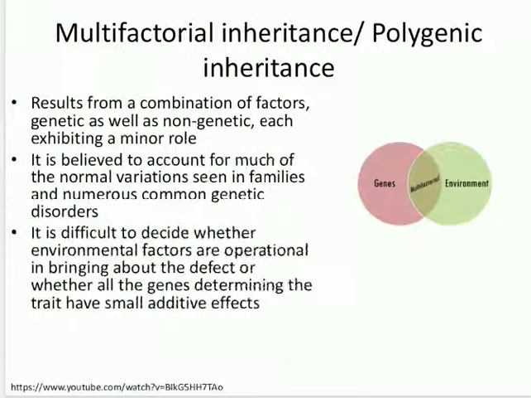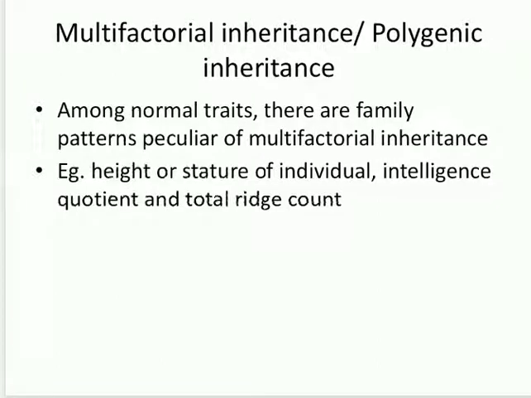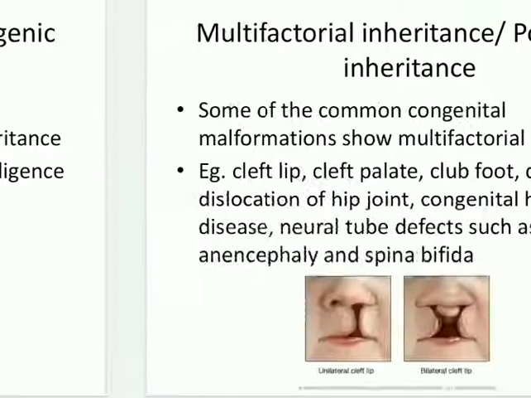Multifactorial inheritance or polygenic inheritance results from a combination of factors. It is genetic and non-genetic. And it's difficult to decide whether the environmental factors are operational in bringing about the defect or whether the genes determining the trait have a small additive effect. Among normal traits, there are family patterns peculiar to multifactorial inheritance. They are height of the individual, then intelligence quotient, total ridge count.